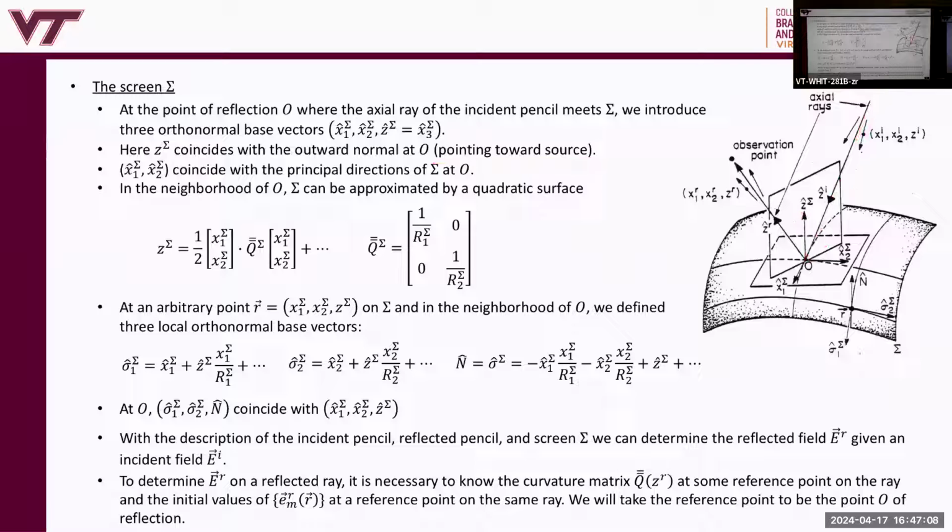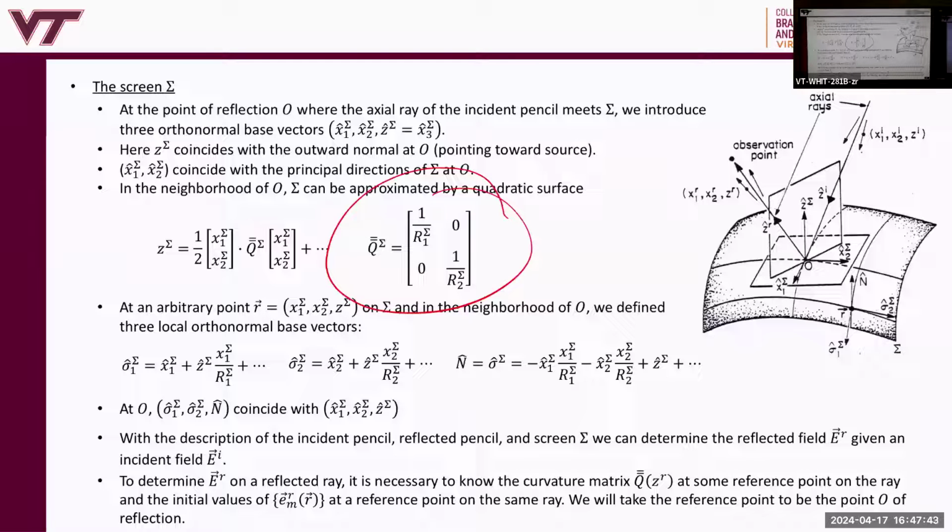Okay. X1 sigma, X2 sigma coincide with the principal directions of sigma at O, right? So these are the principal directions of sigma at the point of reflection. In the neighborhood of O, sigma can then be approximated by a quadratic surface. This thing again, right? The quadratic approximation, second order approximation of the surface in terms of the curvature matrix of the surface now. And we have the diagonal curvature matrix of the surface because we're in the principal direction, in the principal coordinate system, right?